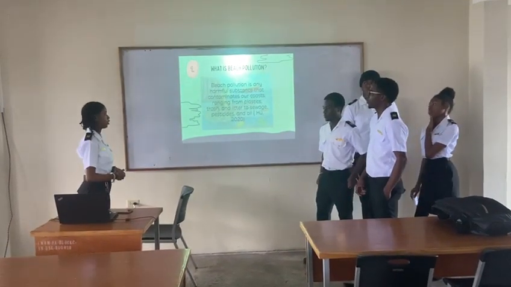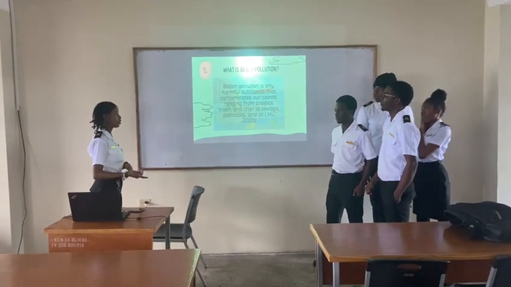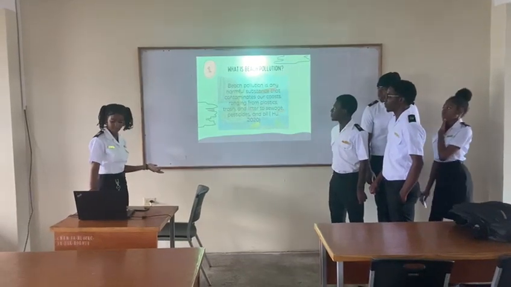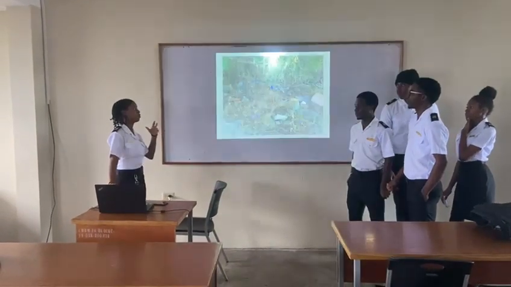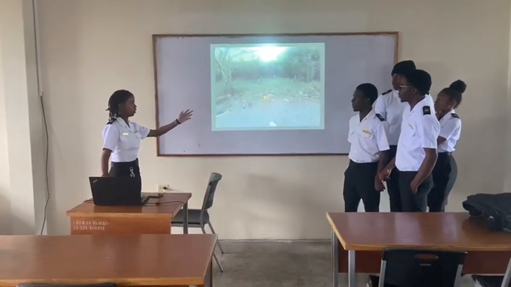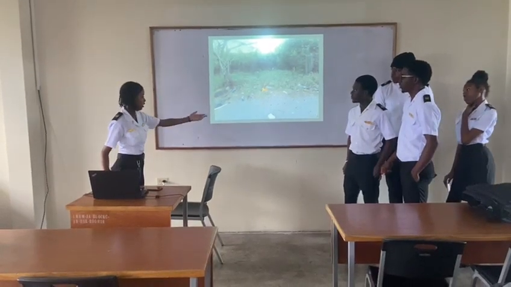Now, what is beach pollution? Beach pollution is any harmful substance that contaminates our coasts, ranging from plastics, trash, and litter to sewage, pesticides, and even oil. So we're going to show some photos of how beach pollution is in Port Royal. So this shows the plastics and all of those things, different types of trash, whether it's sponge or even styrofoam.